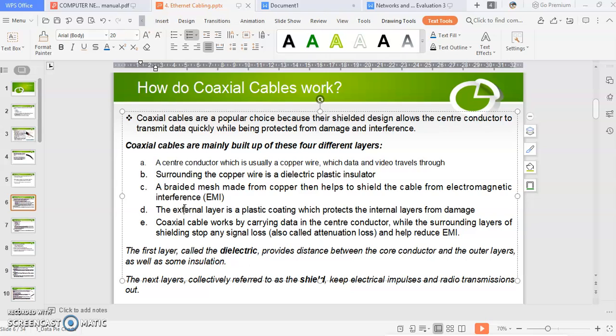Coaxial cable works by carrying the data in the center conductor while the surrounding layers shield it and stop any signal loss. The insulators do the shielding. The braided copper protects and prevents the signal loss, which is caused by EMI. The first layer is a dielectric, which provides distance between the core conductor and the outer layer. The next layer collectively refers to the shield. So, these protect it. Okay.